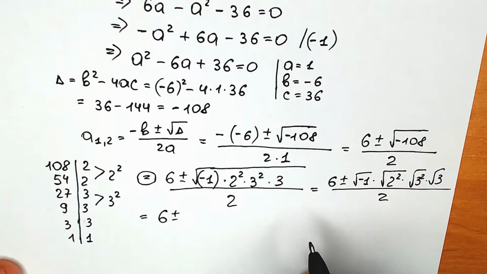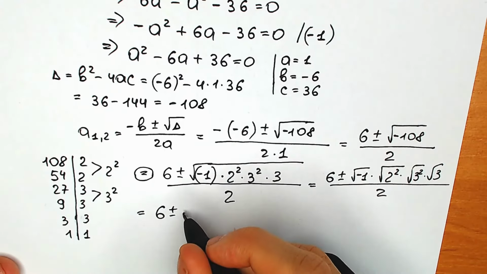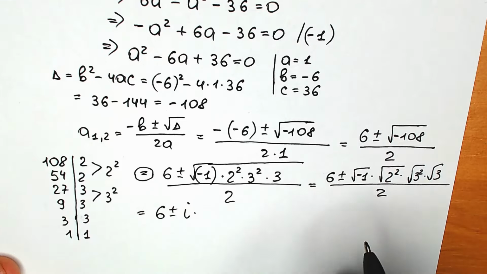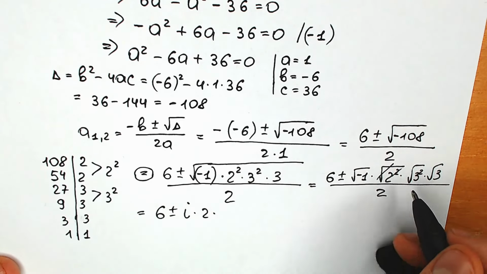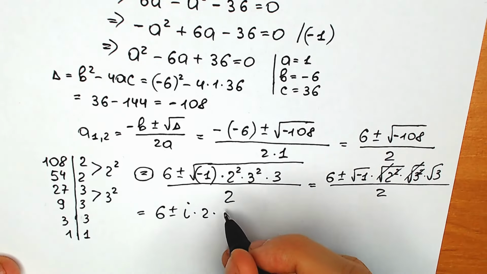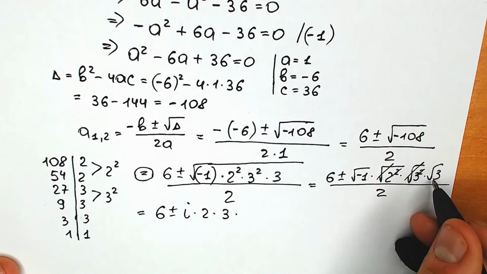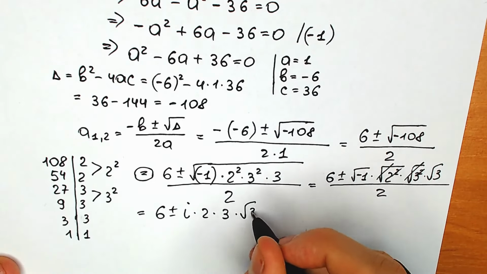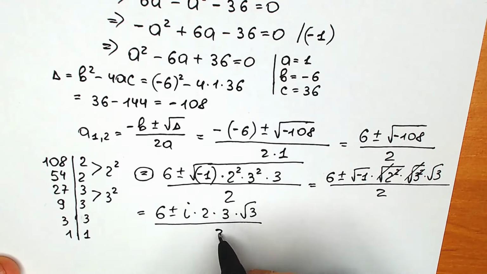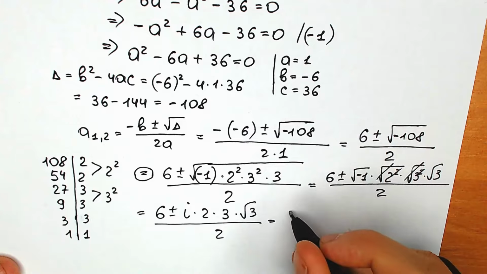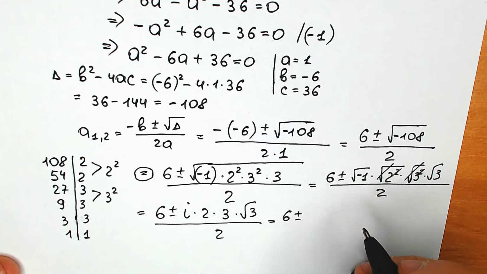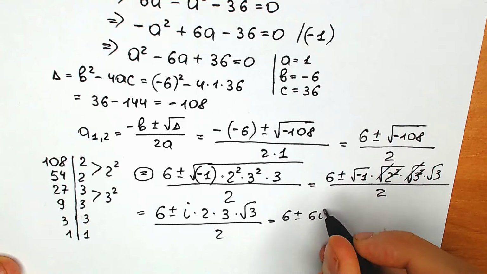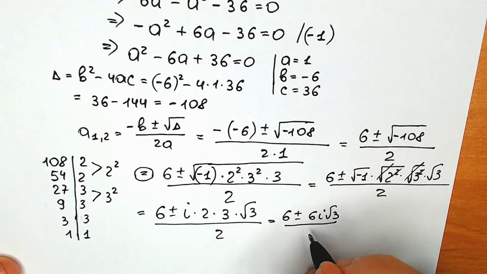Square root of minus 1, this is our i, imaginary unit, times square root of 2 squared, we can cancel it, we have only 2, times square root of 3 squared, we can cancel it, we have only 3, times square root of 3. We can't simplify this square root of 3, and all over 2. Right now, what do we have from here? 6 plus minus 2 times 3, we have 6, so we can write it as 6i square root of 3, and all over 2.